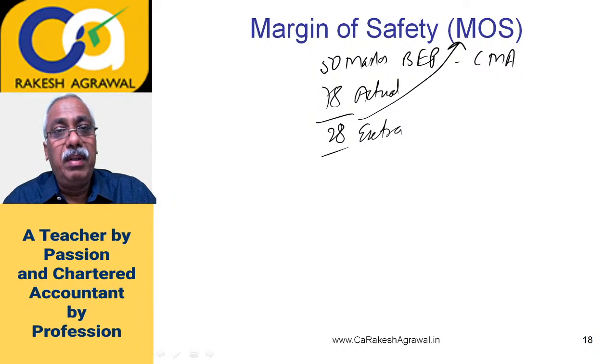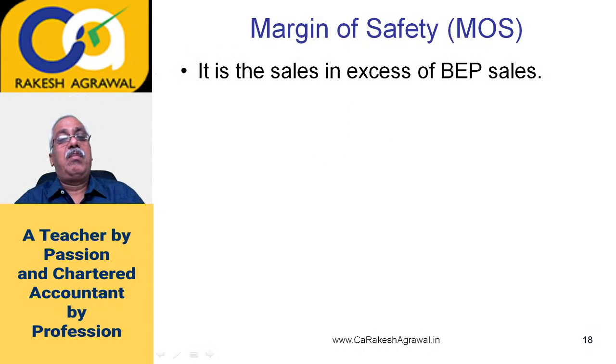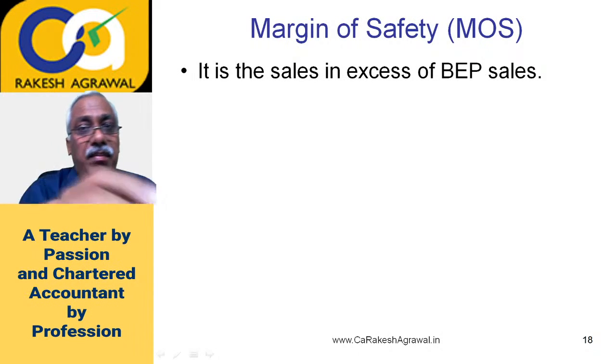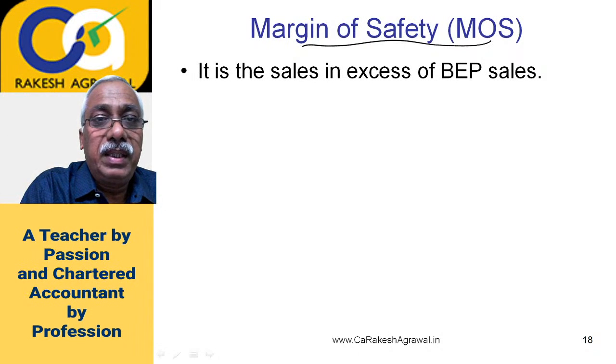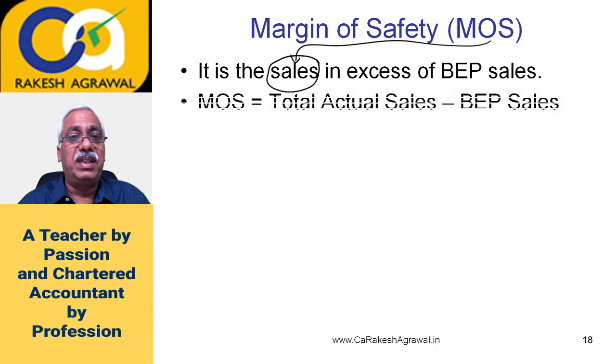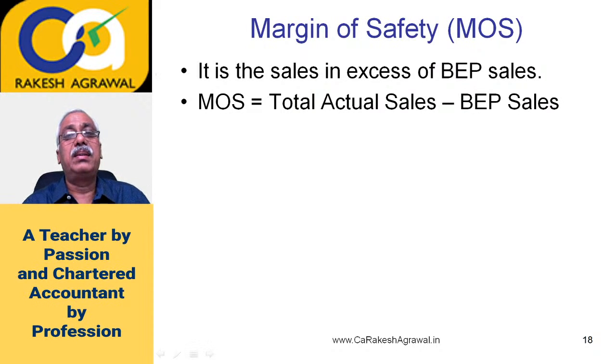So the same example can be written in the formula pattern. First of all, it is the sales in excess of BEP sales. This margin of safety is a sales, first of all. My dear friends, mind it well, margin of safety is not profit. Margin of safety is sales, but it is the sales in excess of BEP sales. That is, sales over and above BEP sales is margin of safety sales. So you can say margin of safety is equal to total actual sales minus BEP sales.